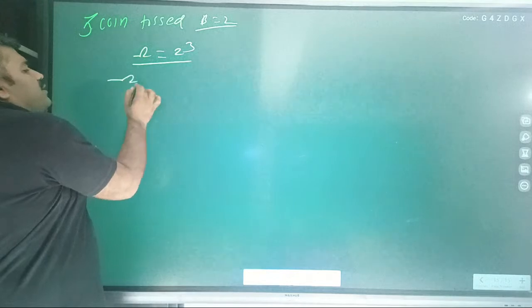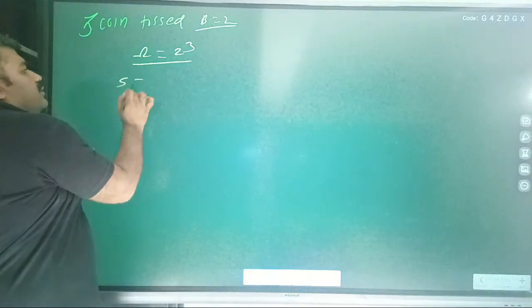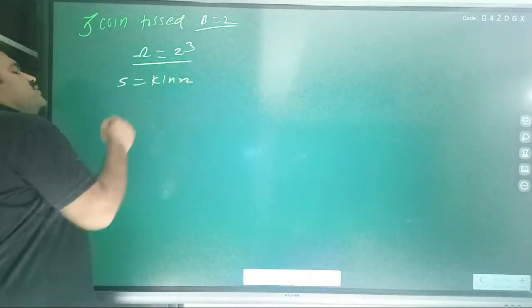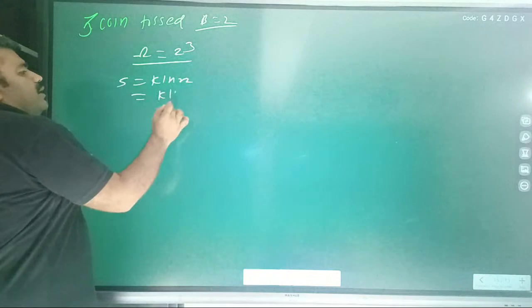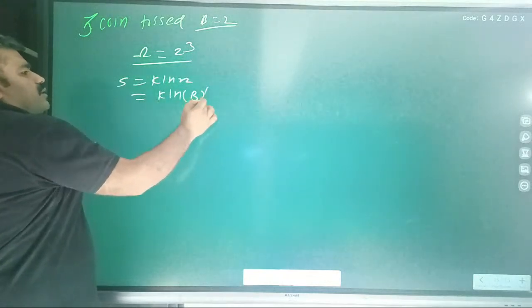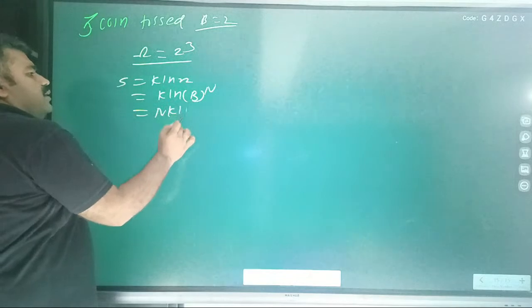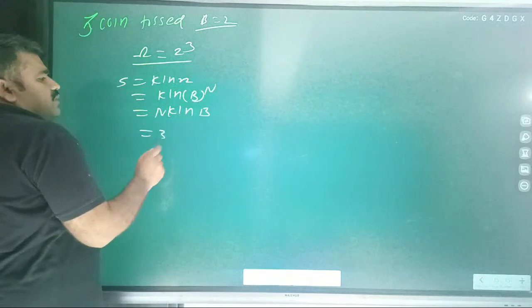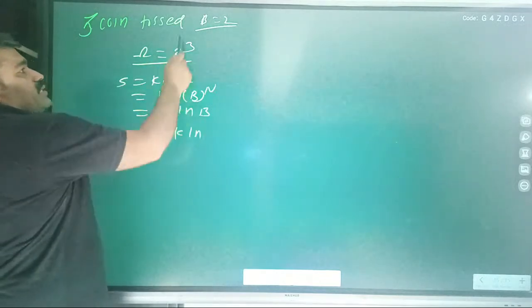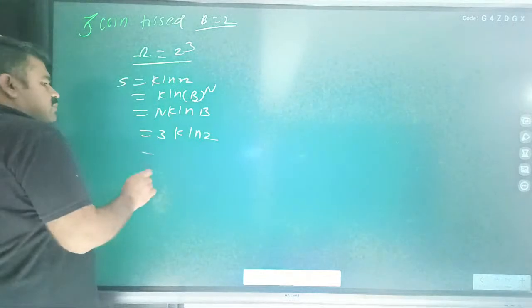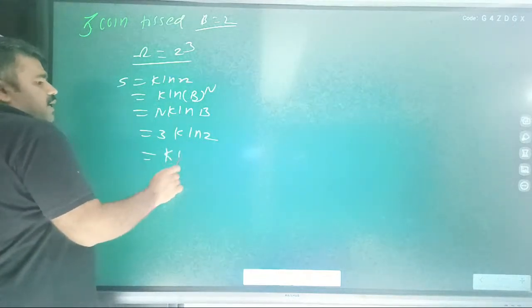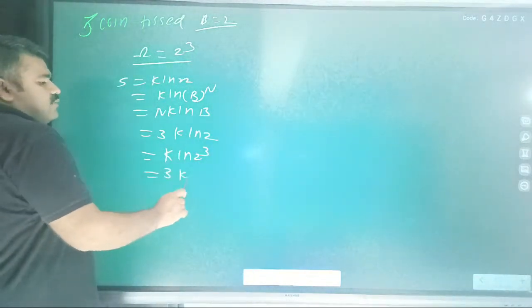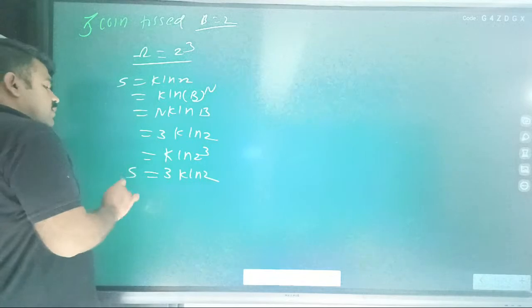Advanced means like that. S is equal to k ln omega. And what is omega? Basis raised to n. So k ln b raised to n, and n k ln b. How much is n? n is equal to 3, so write 3 here. k ln basis, how much? 2. And simply k ln 2 raised to 3. 2 raised to 3 can be written as 3 k ln 2. This is the value of entropy.